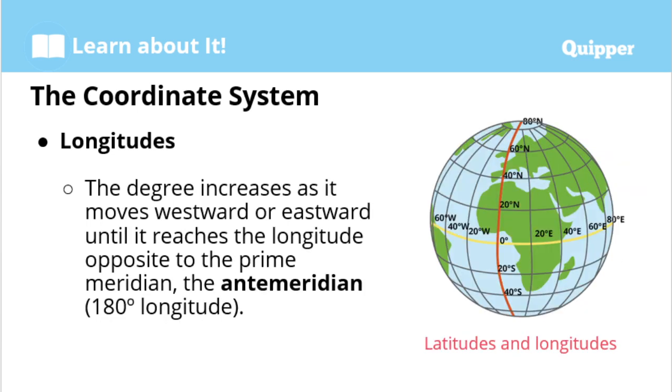Alright, so paano natin magagamit dito? Meron po tayong tinatawag na mga meridians. Since we talk about it, it says here that the degree increases as it moves westward or eastward until it reaches the longitude opposite to the prime meridian, which is actually your anti-meridian. Makikita po natin dito na pag iikutin mo yung mga lines na ito, babalik ka din naman pala dito sa other side. Now, we call that one your anti-meridian.